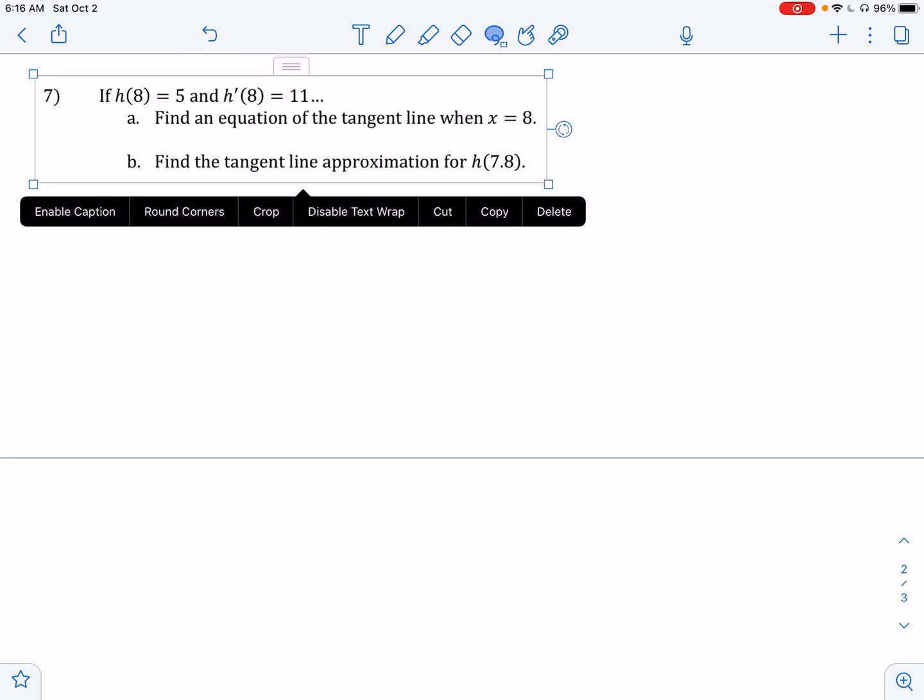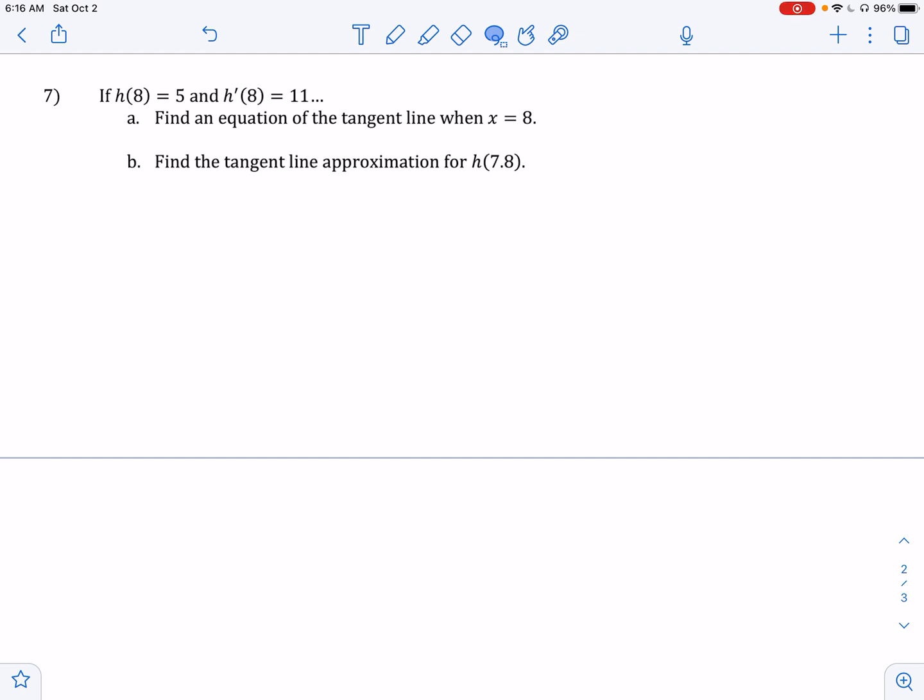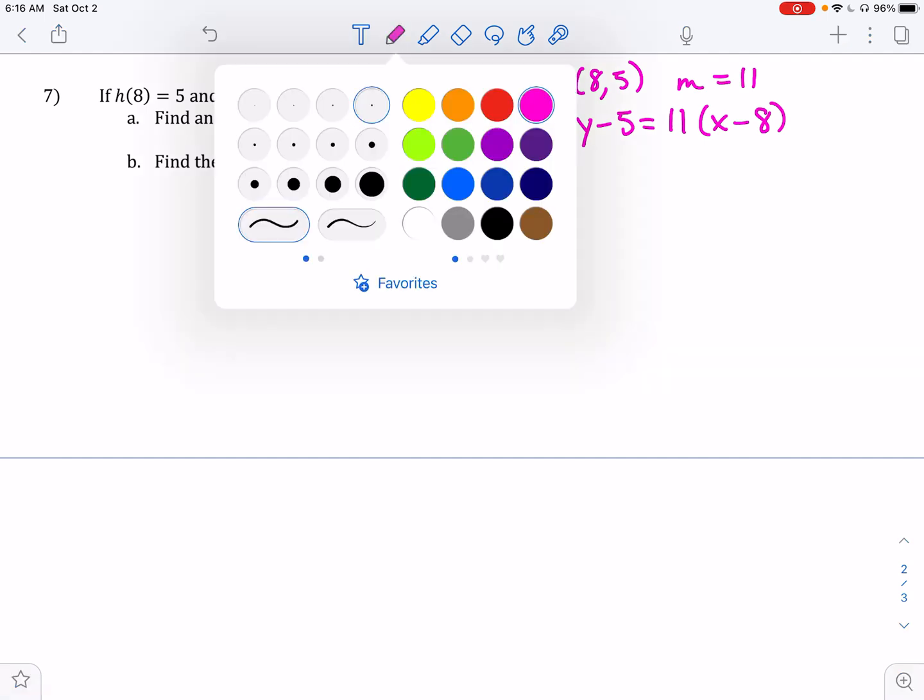So when we look at question 7 here, for part A, it says find an equation for a tangent line when x equals 8. So that one, more of you answered, and you said, okay, my point is 8, 5, and my slope at this point is 11. So y minus y1 equals your slope, times x minus x1. So I'd say the majority of you did that correctly. Some of your notation was really weird, but at least you got the gist there. Most of you skipped part B.